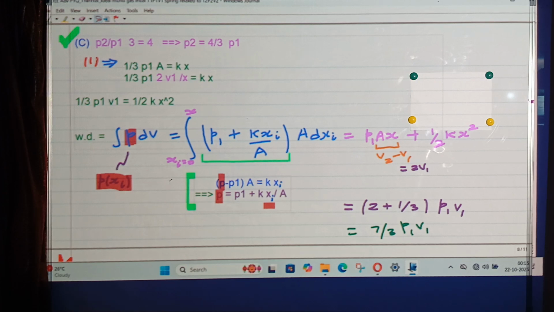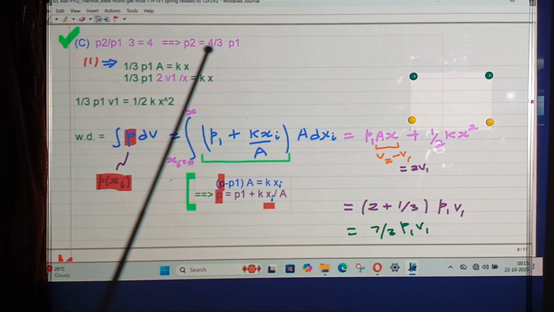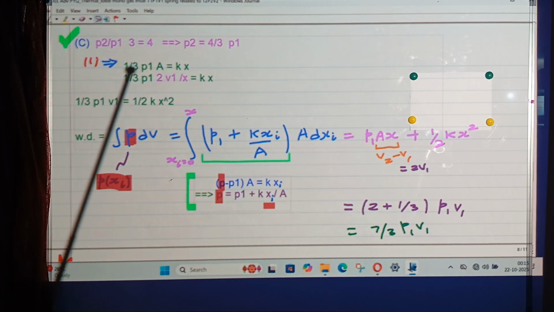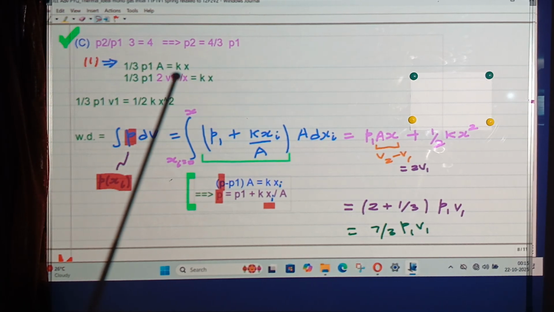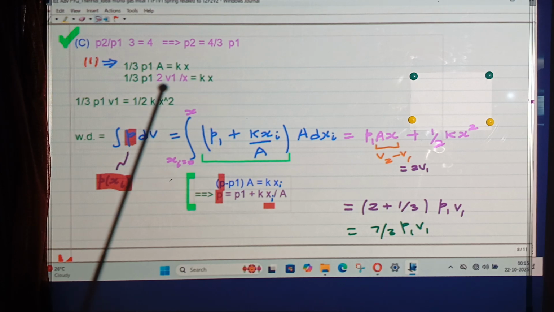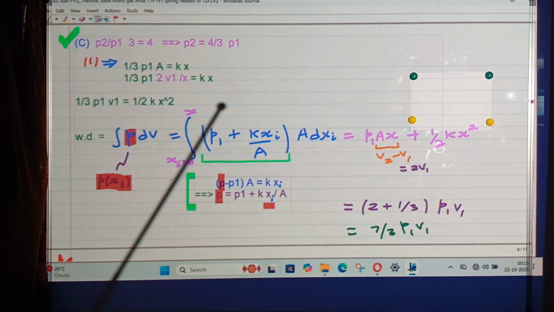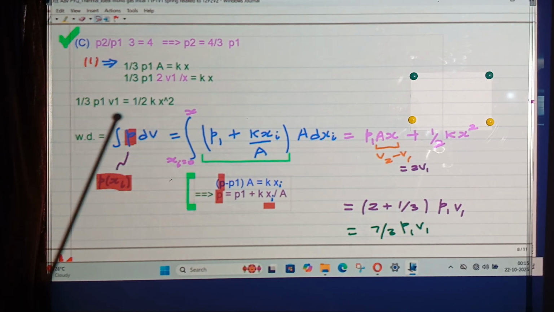Option C, the volume has increased 3 times, and temperature has increased 4 times. So pressure ratio into volume ratio, which is 3, equal to the temperature ratio 4. So from this I'll get the increased pressure P2 as 4/3 of the initial pressure P1. So from equation 1, increase in pressure, which is P2 minus P1, that's 1/3 P1 into A, is the spring force. And A is V2 minus V1, which is 2V1 by x. From this, I'll get half kx square as 1/3 P1V1.